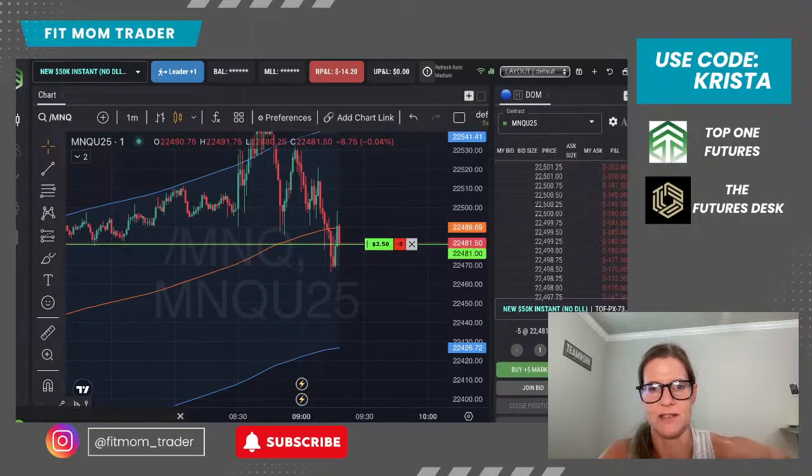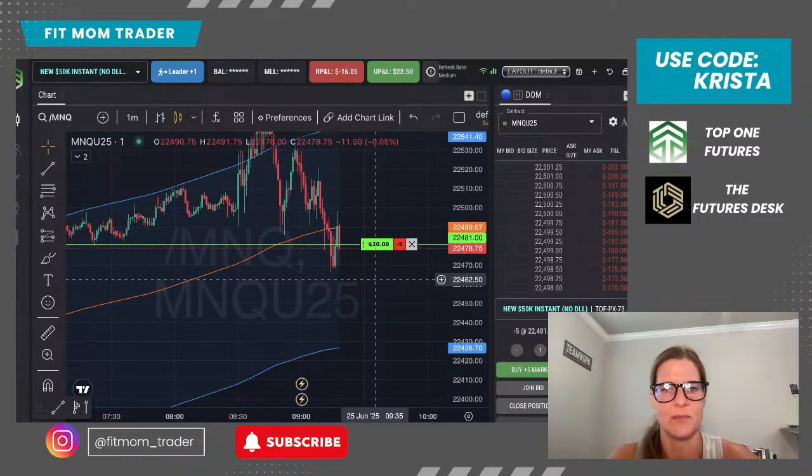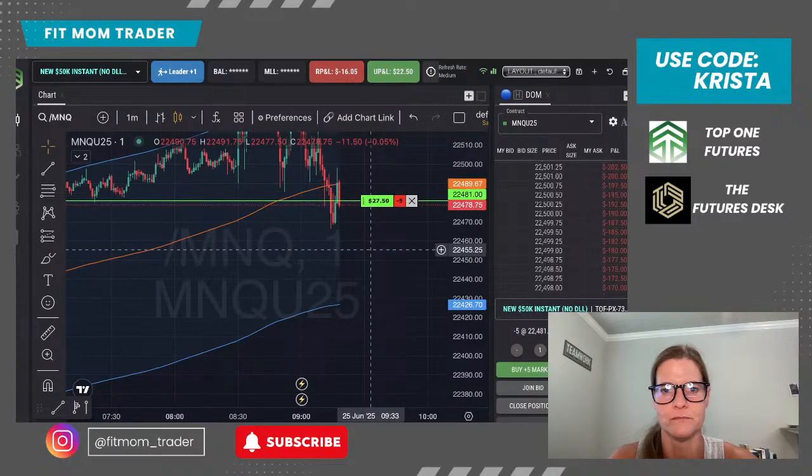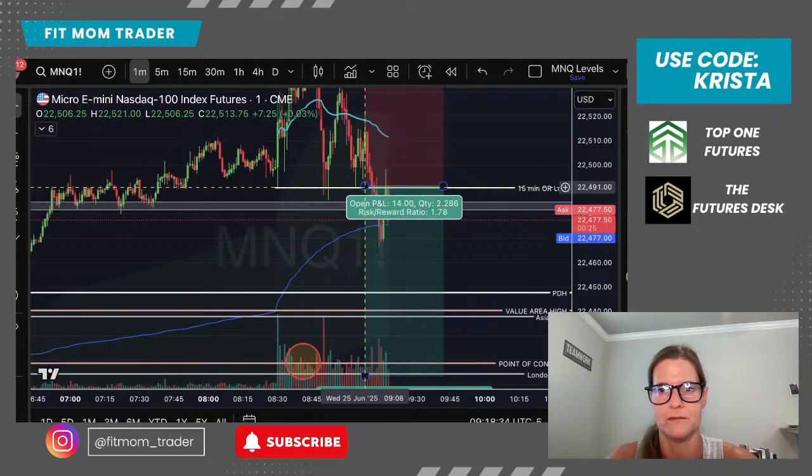All right, I'm going to re-enter on that bounce off of the 15-minute. I just had my stop loss at the wrong spot. I still think the idea is right. So now my entry is 481.